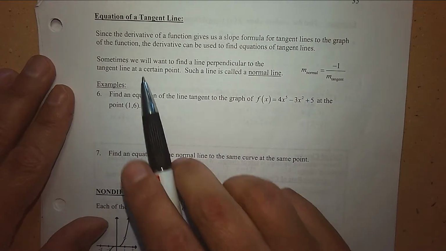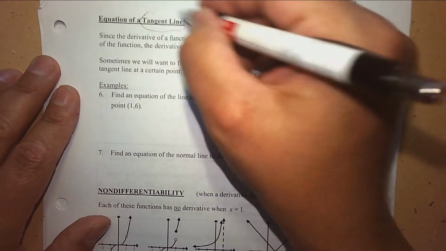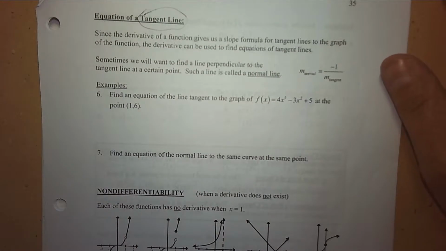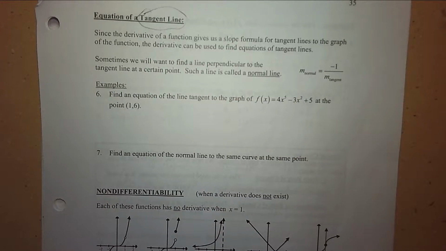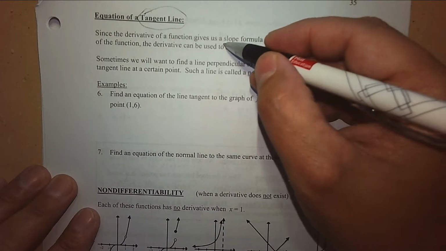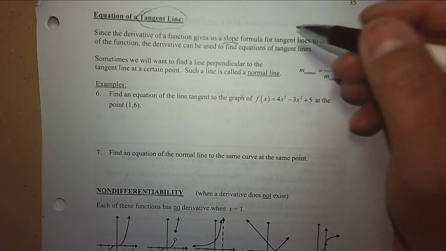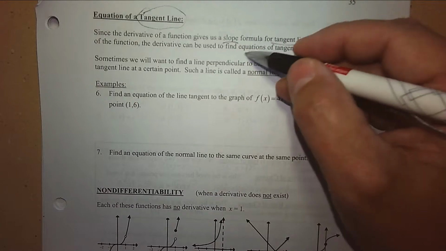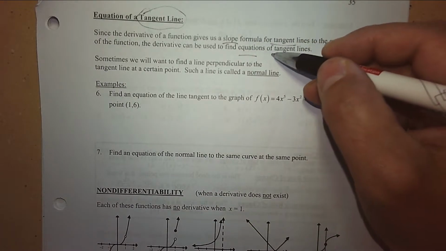All right, the equation of a tangent line connected to the slope of a tangent line, right? But now we're taking the point and the slope. Since the derivative of a function gives us the slope formula for a tangent line to the graph, the derivative can be used to find equations of tangent lines.